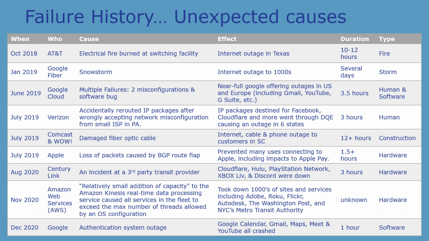So what can cause us to have an issue with any one of these components that I just talked about in a previous slide? If you take a look at this slide here, it shows you the types of outages that can occur and how they impact an organization as well. I've done some research over the years, and these are some of the internet outages that have occurred and why they occur. So you see the date that it occurred, who had the outage, what was the cause of the outage, what was the effect, the duration, and the type of outage that happened.